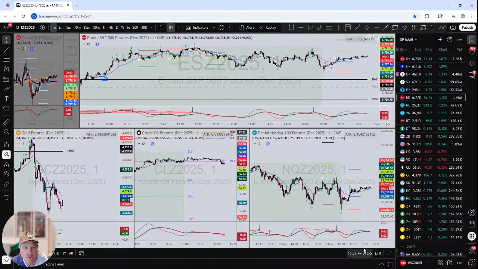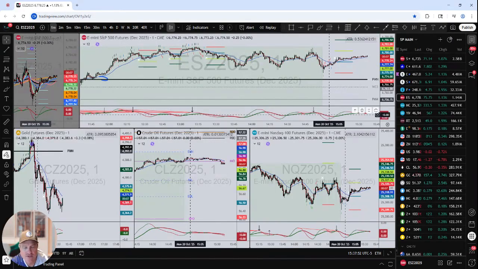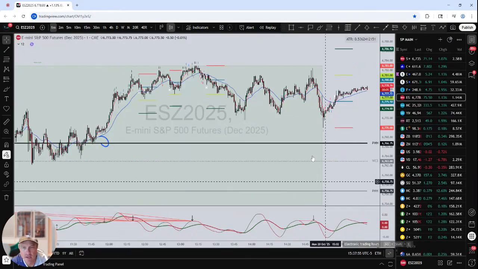Let's take a quick look here. Interesting day, closing near the highs, up about 75 points, stretching to what looks to be 6,800 yet again.